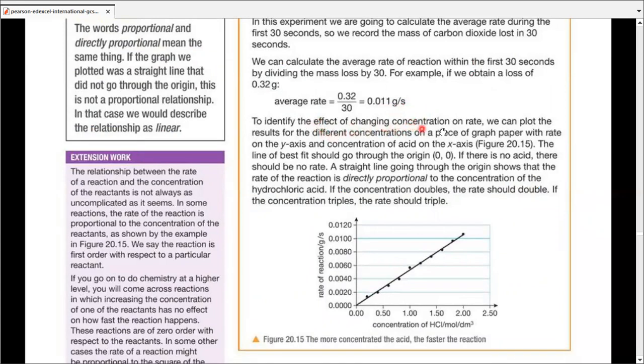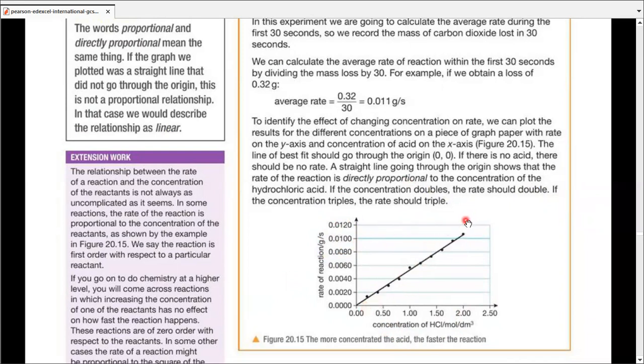To identify the effect of changing concentration on rate, we plot the results for different concentrations on a piece of graph paper with rate on the y-axis and concentration on the x-axis. Now, this is a little bit of a different graph. We're not putting the amount of reactant or amount of product on the y-axis. Instead, what we're doing is that we're taking concentration of the acid on the x-axis and rate directly on the y-axis. And you would see we get a straight line.